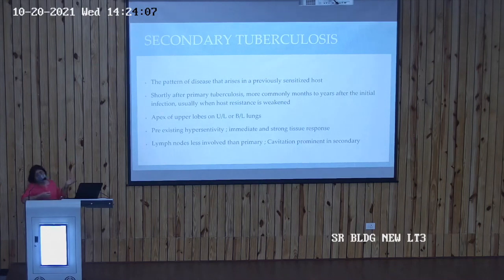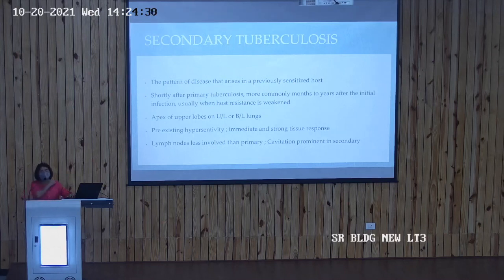Usual places are bilateral lungs or the upper lobes as usual, and this hypersensitivity reaction and all is not required. There is one point which you should remember: in secondary tuberculosis, lymph nodes are usually spared. Why? Because in the primary infection the lymph nodes were already sensitized and active. They have curbed down the infection. So there is less chance that the lymph nodes will be involved in secondary tuberculosis.